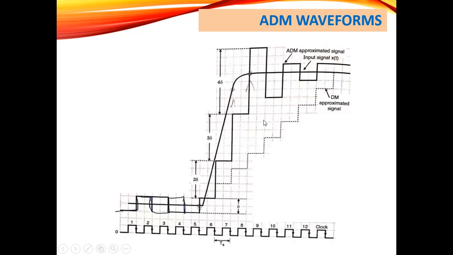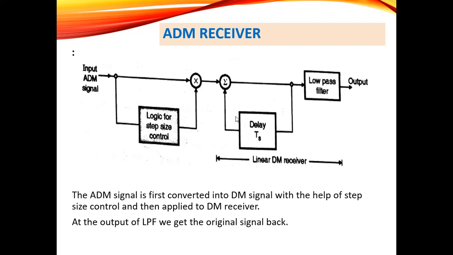This is the section where slope overload is reduced. Slope overload is reduced with the help of ADM. We say for slope overload, if the pattern is plus del, plus del, plus del, then slope overload occurs, which will be reduced by increasing the step size with 2 del, 3 del, 4 del, and the slope overload noise is reduced with the help of ADM waveforms, which is indicated in this graph. Now, turn towards the ADM receiver.